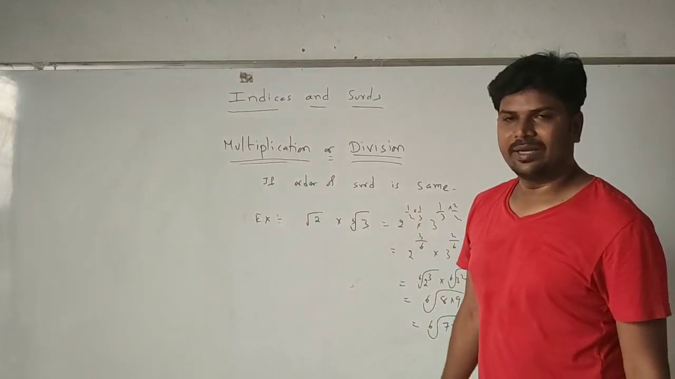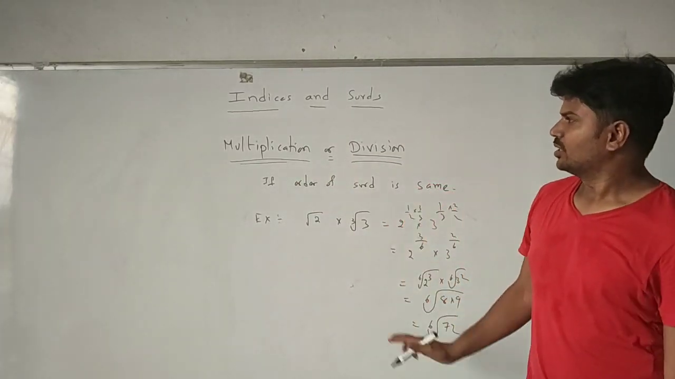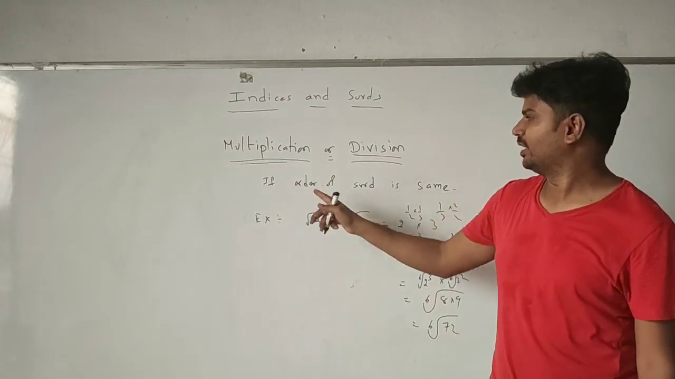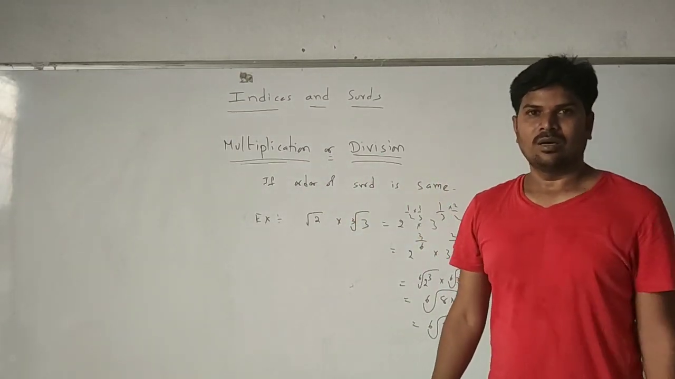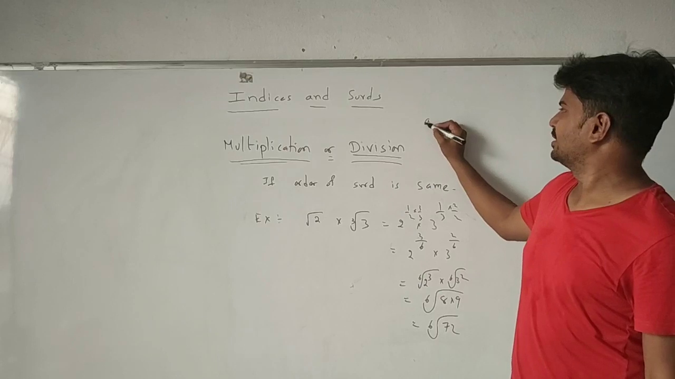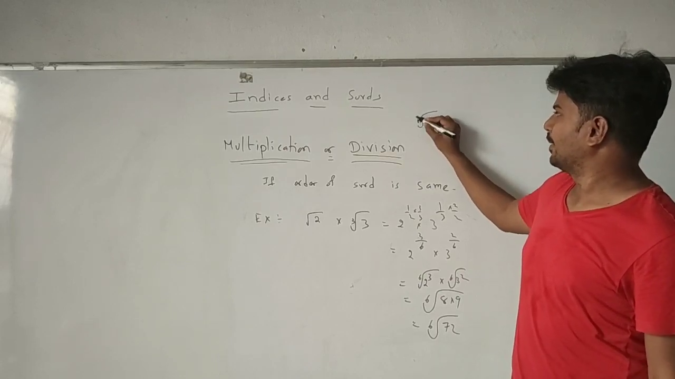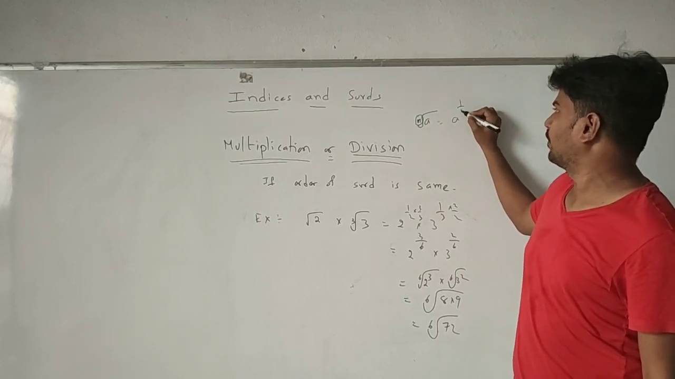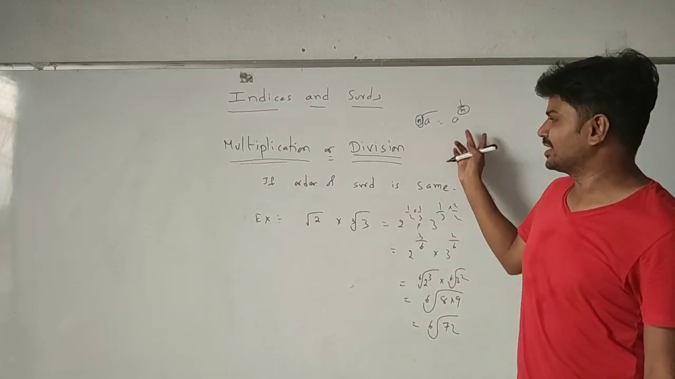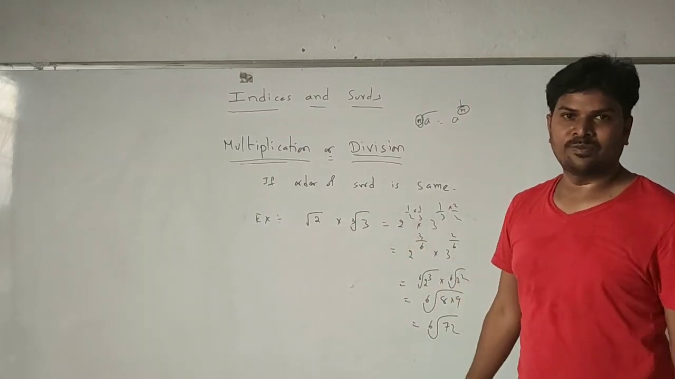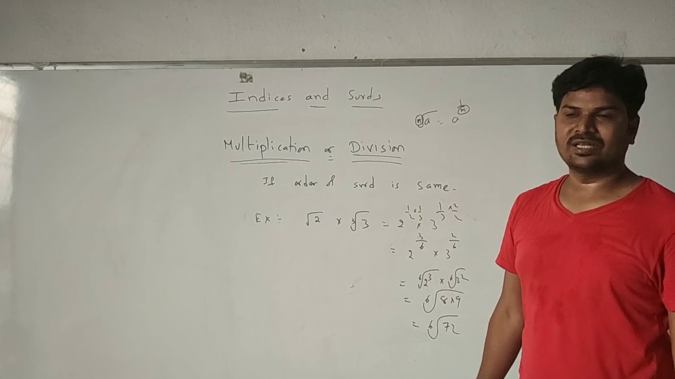Now, how to apply multiplication and division for two surds? Multiplication or division can be applied only if the order of the surd is the same. What is the order of a surd? If it is the mth root of a, here m is called the order. That is nothing but a to the power of 1 by m. Here m is called the order. This has to be the same between two surds before you apply multiplication or division for them.